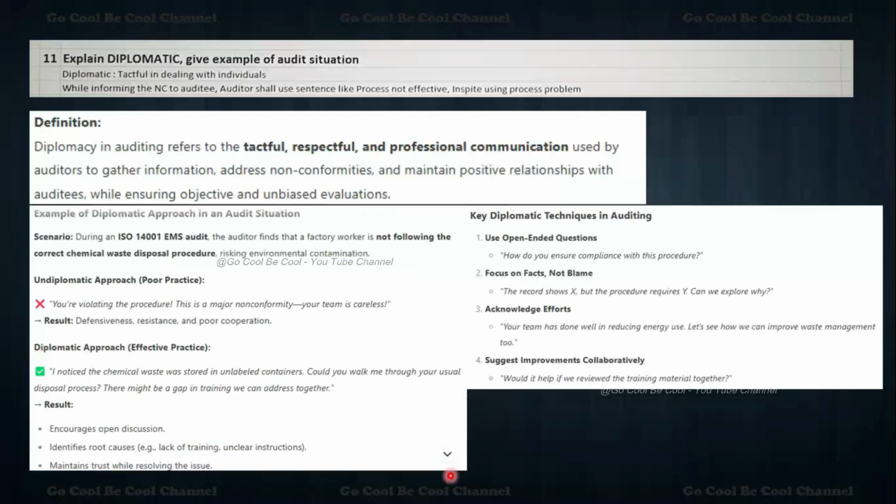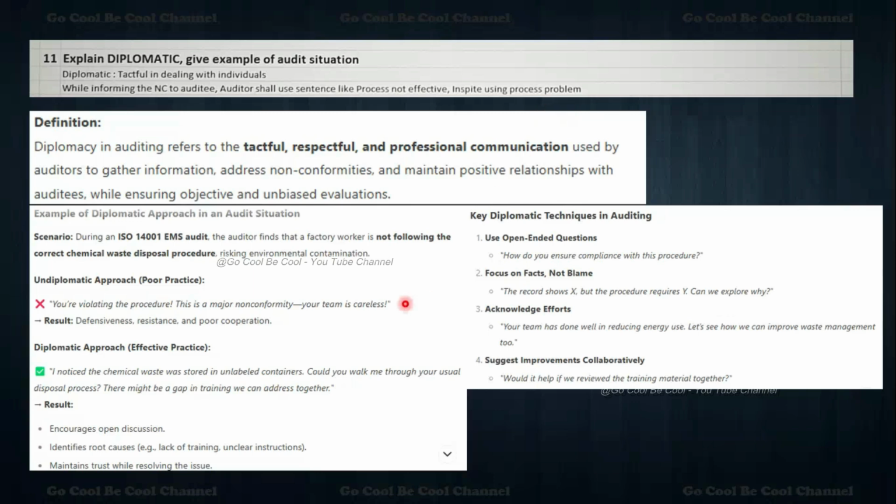Now point number 11, the question is: explain diplomatic, give examples of audit situations, how you need to be diplomatic. See, tactful in dealing with individuals. So while informing the NC to the auditee, you need to be very, very tactful. The auditor shall use sentences like "process not effective" instead of blaming the person. So many kinds of things we have.